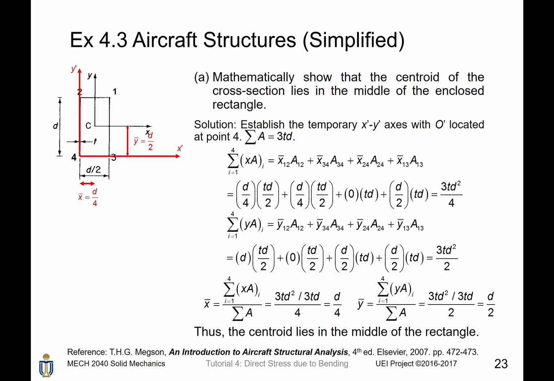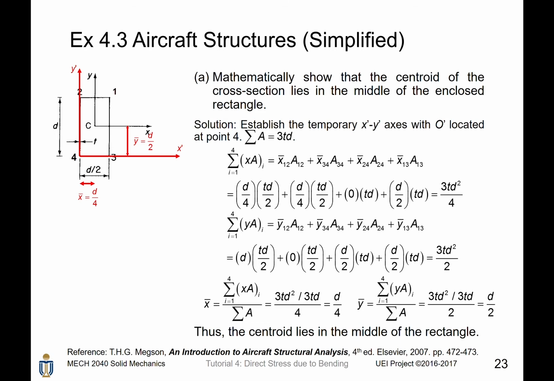Firstly, let's show that the centroid of the cross-section lies in the middle. Firstly, we suppose we don't know where the x and y coordinate system is. We don't know where the centroid is. Therefore, we set up the x prime and y prime coordinate system such that we can find the first moment of inertia of this cross-section first.